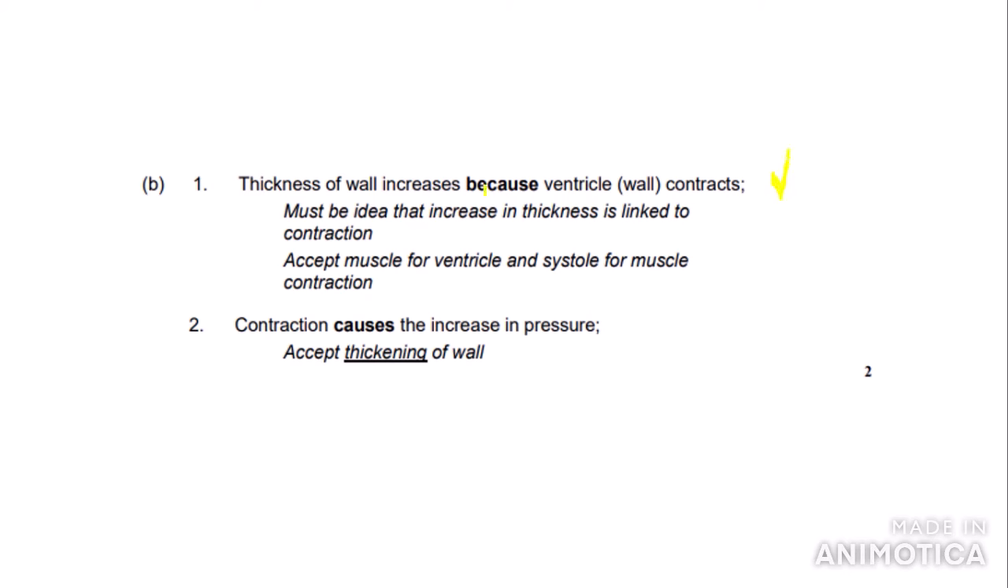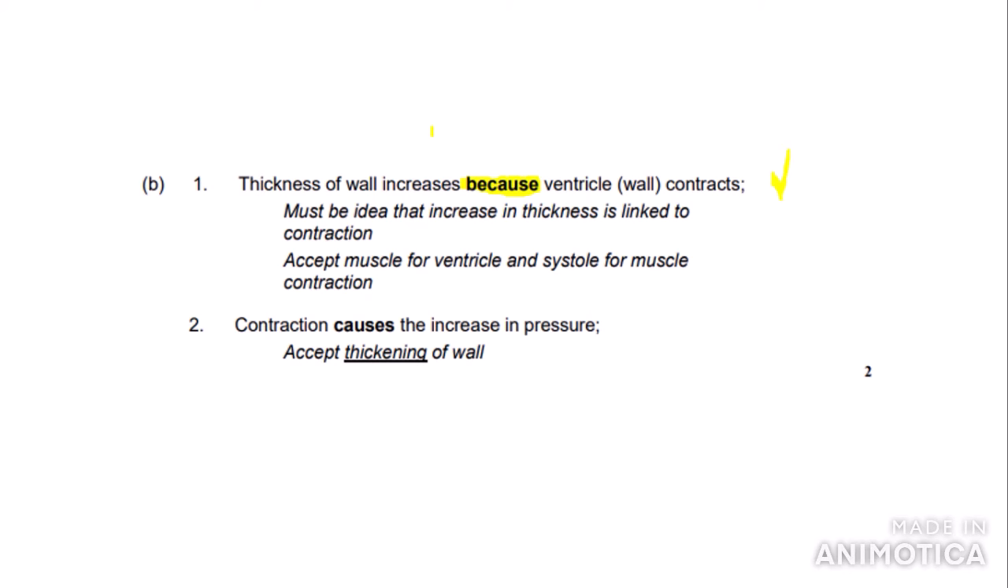I need to provide the explanation in terms of because, the thickness of the ventricle is a direct result of the contraction. So here it says, must be idea that increase in thickness is linked to contraction, so you need to link them somehow. Also it says, accept muscle ventricle and systole for muscle contraction.